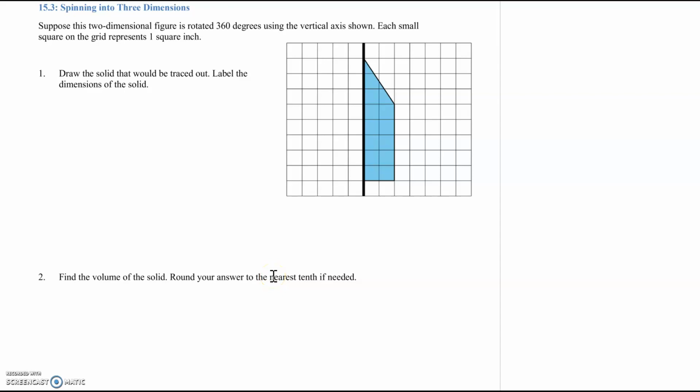Okay, with Unit 5, Lesson 15, Problem Set 3, numbers 1 and 2 here. Here we are. We're going to find the volume of a composite figure now.